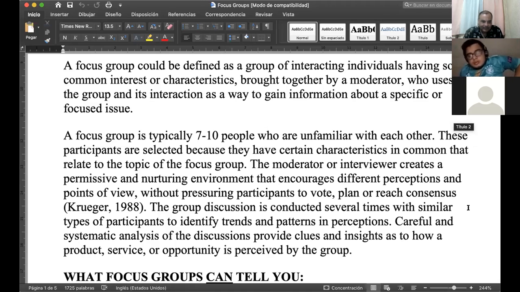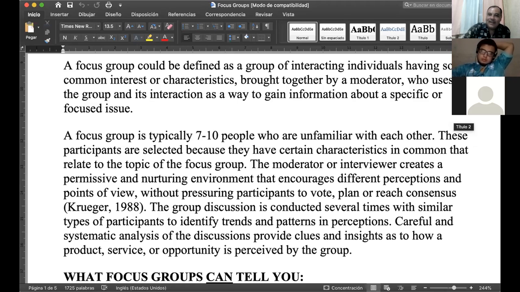Consensus. Okay. Thank you. Krueger, 1988. The group discussion is conducted several times with similar types of participants to identify trends and patterns in perceptions. Careful and systematic analysis of the discussions provide clues and insight as to how a product, service, or opportunity is perceived by the group.